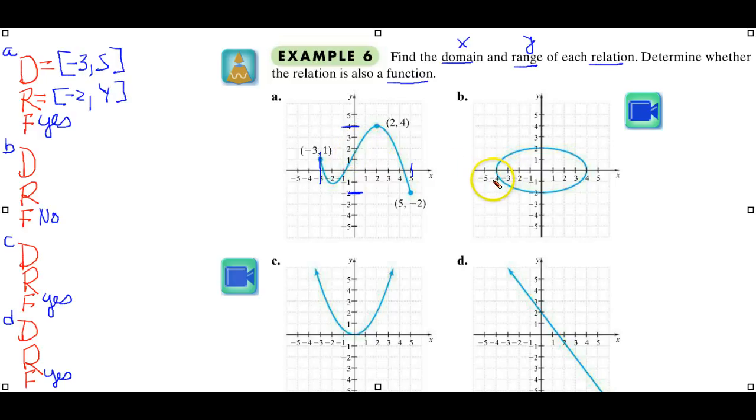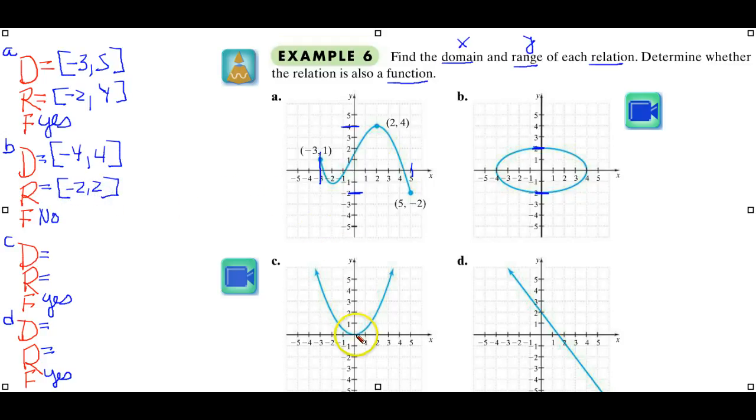And for this, the domain goes from -4 to 4. Yeah, we're using interval notation here. And the range now goes from -2 to 2.